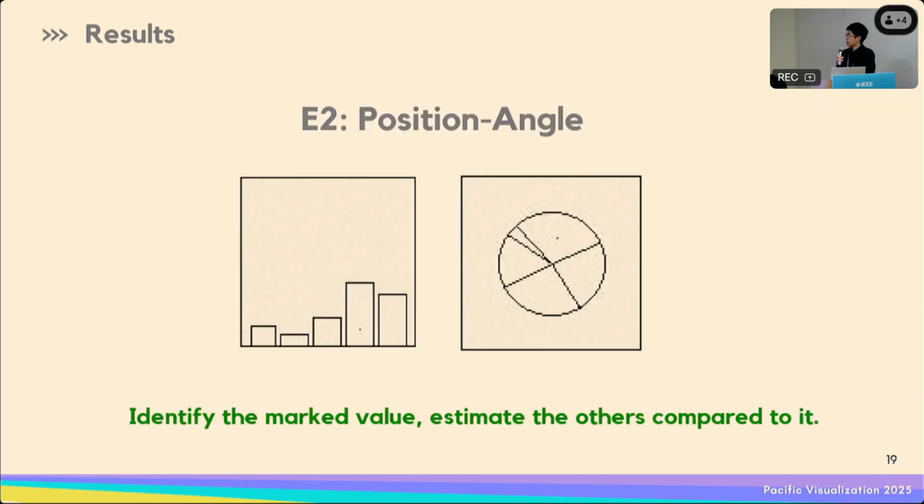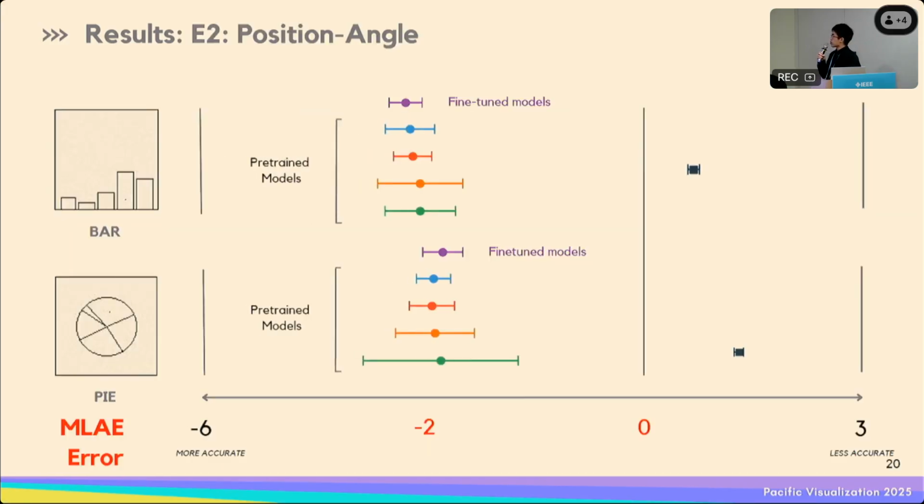Let's move on to the next experiment, the position angle experiment. In this experiment, the models are asked to estimate the ratios of these 5 segments. And our result shows that our models greatly outperform humans in both chart types. As a side note, the previous studies showed that bar charts are more readable than pie charts, at least for humans. And we saw some longer bars in the pie chart result, which might explain the difference.